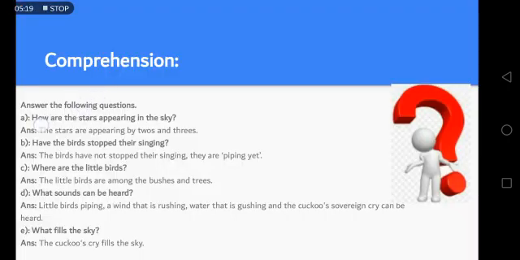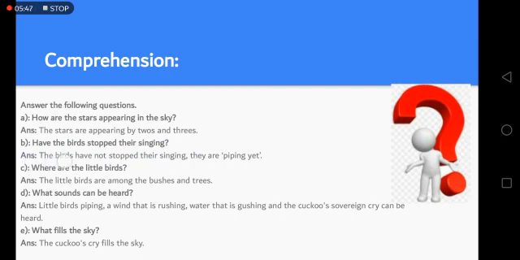Comprehension. Answer the following questions. You have to write, my dear students, these question answers neatly in your notebook. A is, how are the stars appearing in the sky? Means how are the stars seen in the sky? Answer is, the stars are appearing by twos or threes.